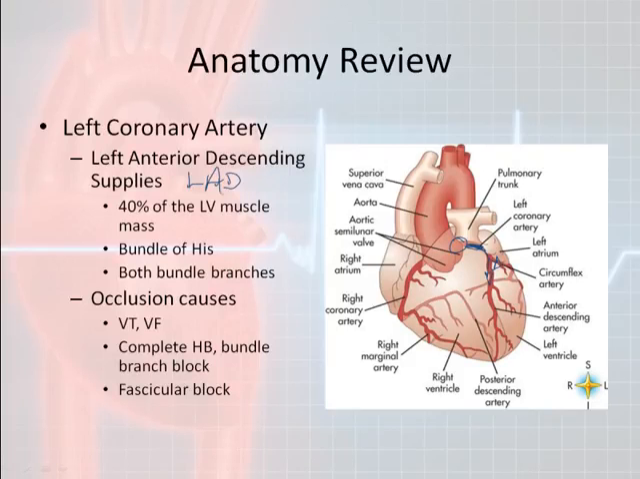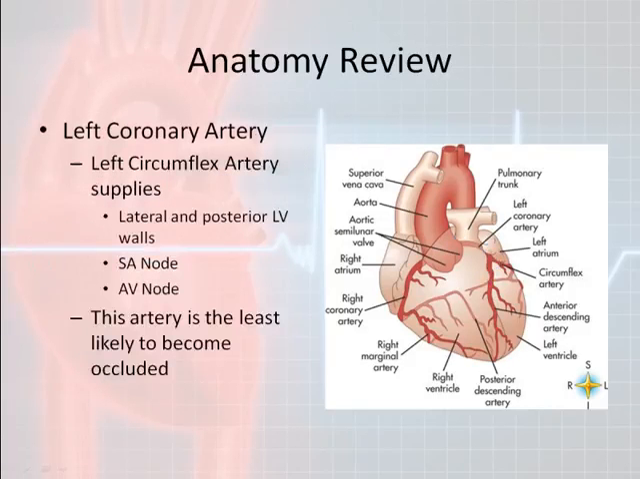It also perfuses the His bundle and both of the bundle branches, and this is primarily because the left anterior descending artery perfuses the anterior 2/3 of the interventricular septum. If you have the LAD occluded by a clot, usually this will cause some pretty serious arrhythmias. It can very quickly lead to VTach or VFib, complete bundle branch block, or a complete heart block, and it could also lead to a fascicular block.